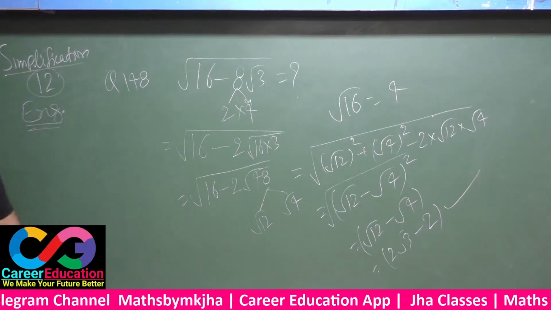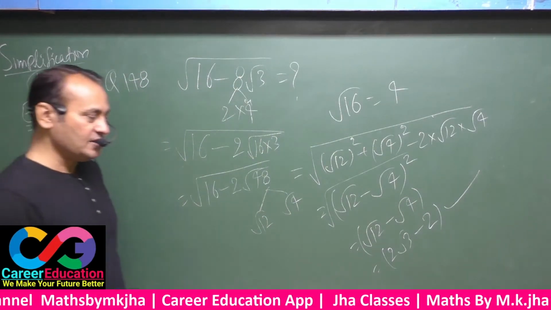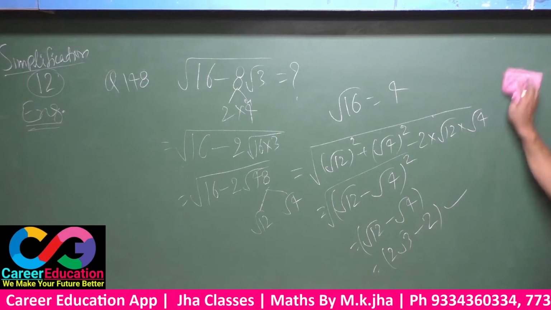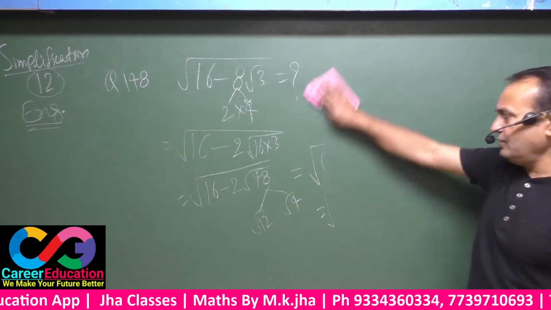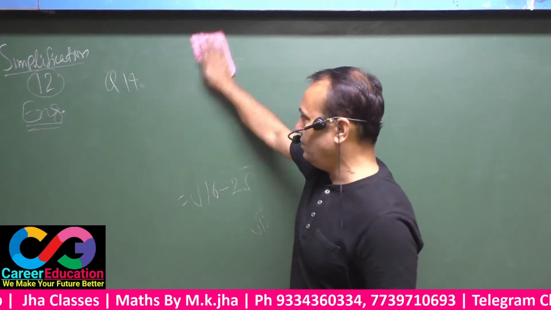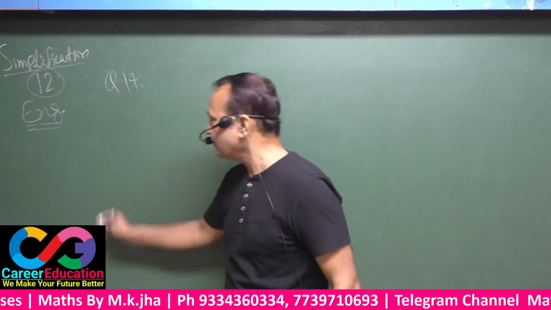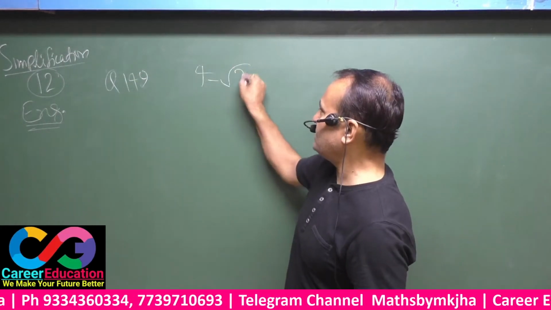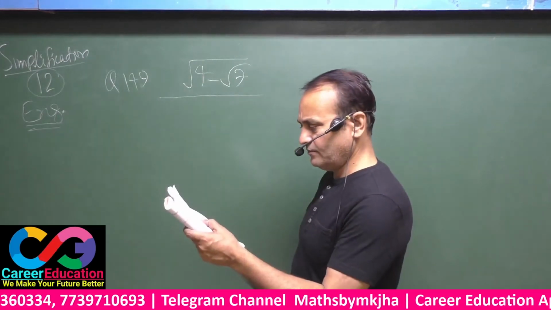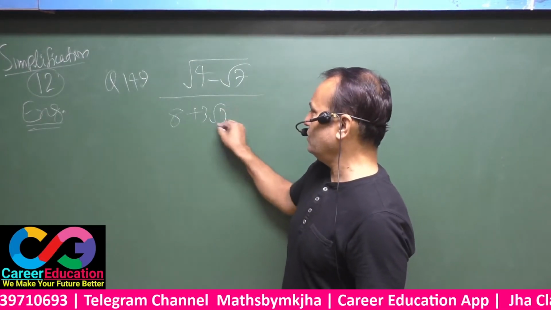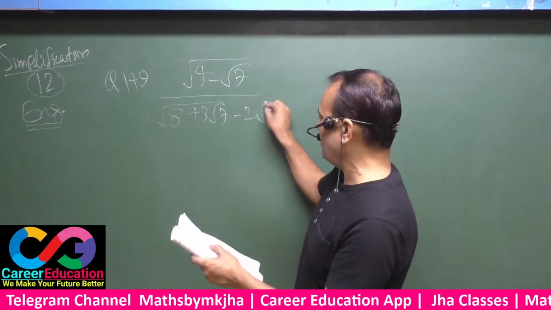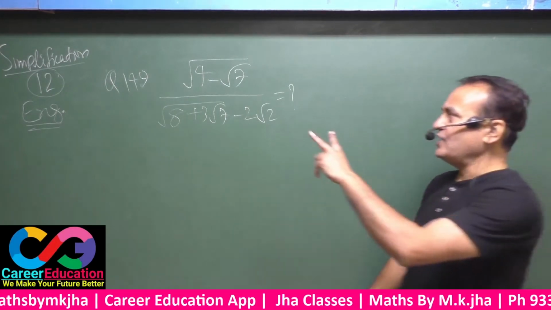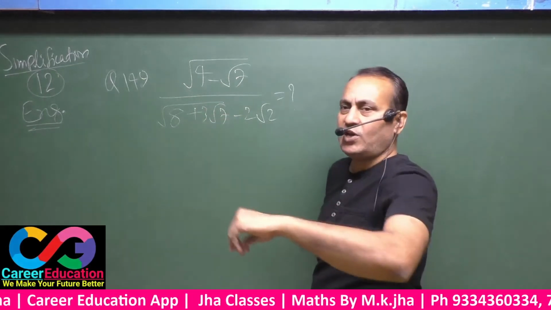Now the next question is coming to you. That is also based upon the same situation. You have gone through 3 types of this situation, just 1 type remaining here. The remaining type is coming into question number 149. See, 149 is root of 4 minus root 7 divided by root of 8 plus 3 root 7, minus 2 root 2, equals to what?